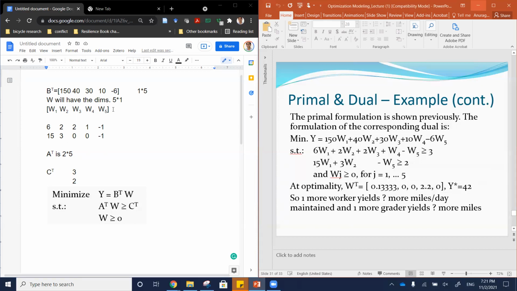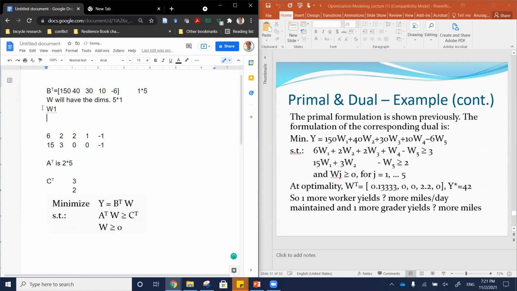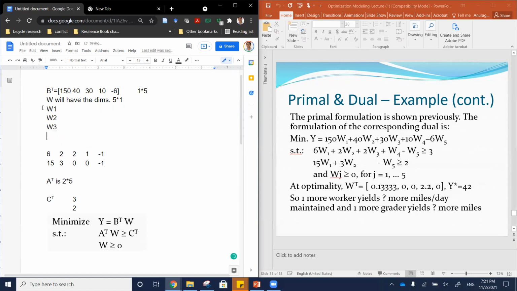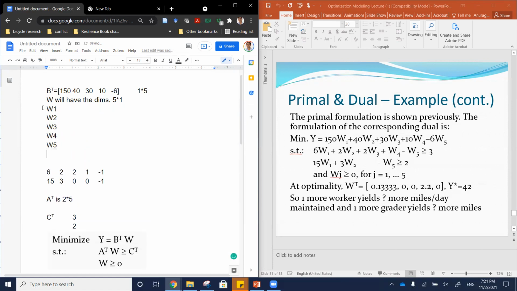Oh, W will have dimension of 5 cross 1. So my W is not correctly written, by the way. Does that make sense? Is my W correctly written? No, it's not correctly written because it has 5 rows and 1 column. So I should be writing W in a vertical way. Okay, because it's a column vector. So I should be writing B transpose times W. It'll be 5 cross 1. So I should have 5 rows. So what I've written here is W transpose, really. Okay, so I should be writing this as W1, W2, W3, W4, and W5. So this is what it'll look like, okay? And then obviously these will be subscripts.